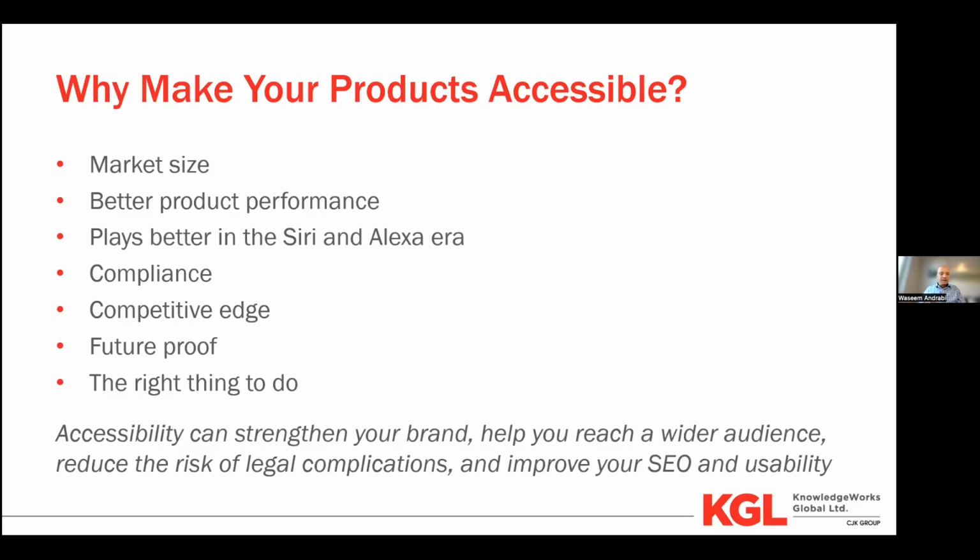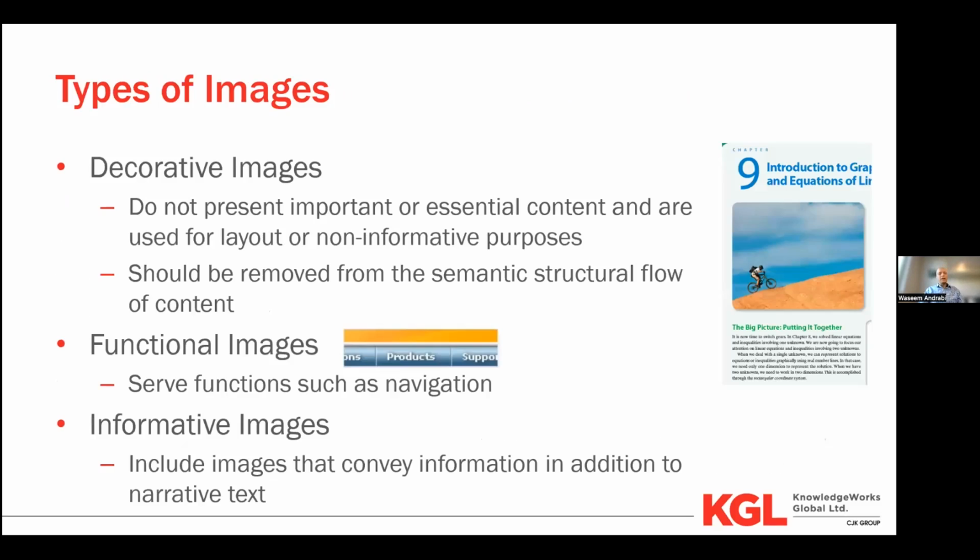So accessibility, in summary, can strengthen your brand, help you reach a wider audience, reduce the risk of legal complications, and improve your SEO and usability of the products. We're going to focus obviously on just the images part of it. Obviously, there's a lot more involved to make a product accessible, but this seems to be the biggest hurdle, just because of the cost and what you need to do, as far as making sure your product is accessible is concerned.